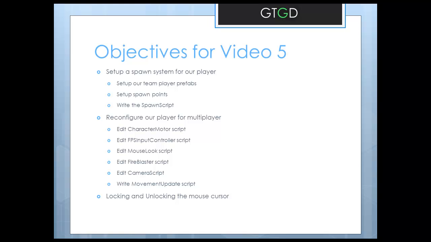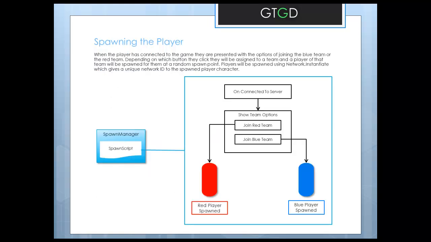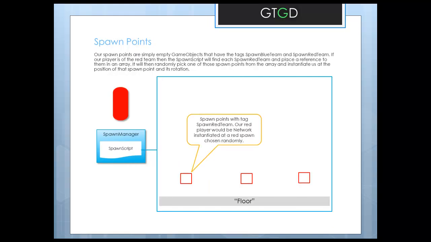So I'll just talk a bit about the spawn system. When the player connects to a server, they'll be given the option to join the red team or join the blue team. So if, for example, the player chooses to join the red team, then the spawn script will network.instantiate a red team player prefab for the player. Now, where will it instantiate it? That'll depend on the spawn points.